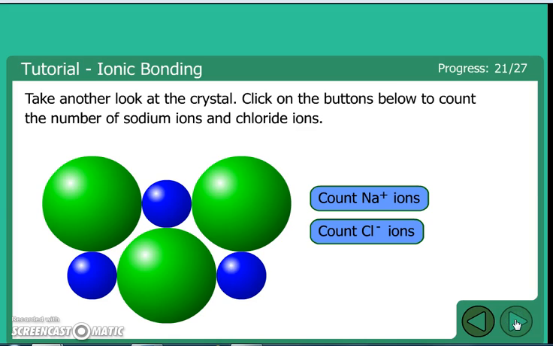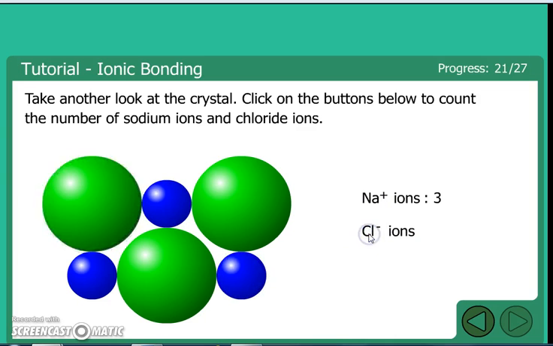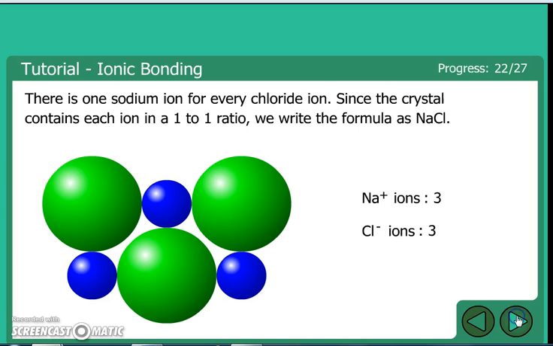Take another look at the crystal. Click on the buttons below to count the number of sodium ions and chlorine ions. Sodium 1, 2, 3, and chlorine 1, 2, 3. So now you can answer question number 18. There is one sodium ion for every chloride ion. Since the crystal contains each ion in a 1-to-1 ratio, we write the formula as NaCl.